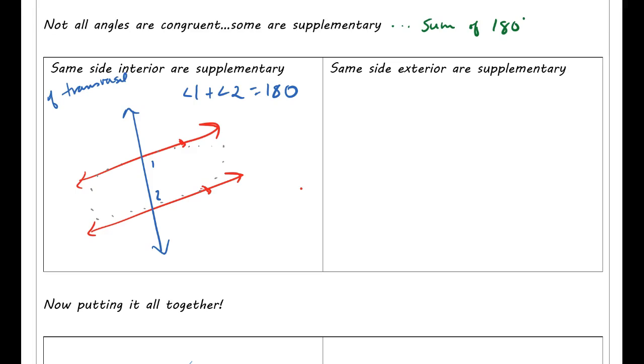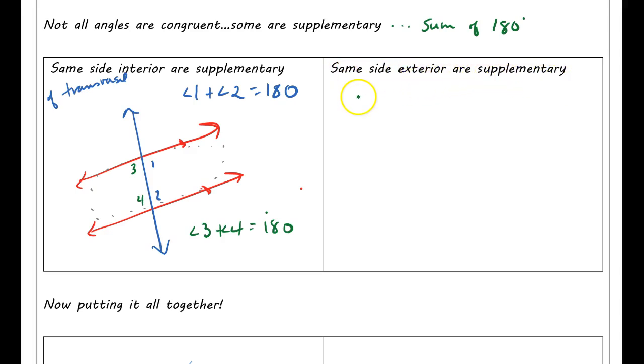And same thing if you want to do the other side. These are on the inside. They're on the same side of the transversal, so they must also be equal to 180. Okay? And then over here, same side exterior are supplementary.